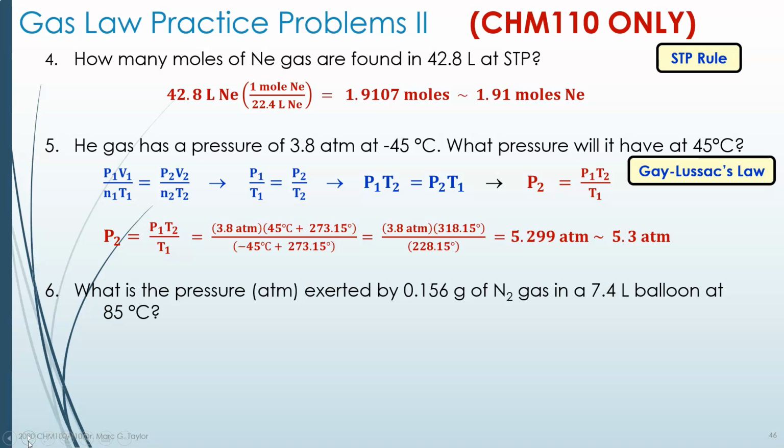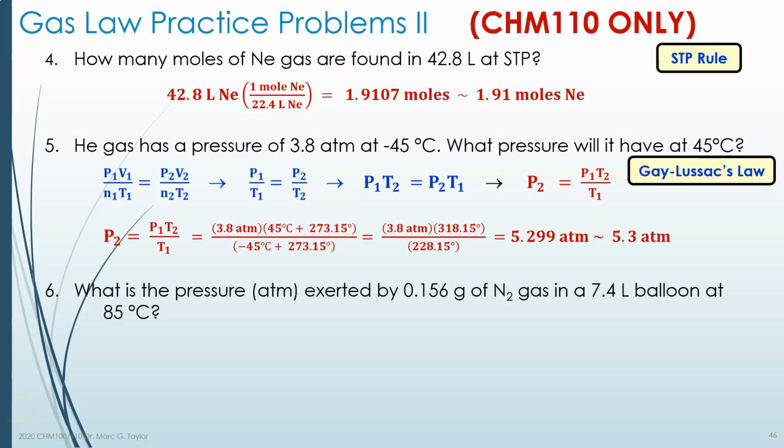We're left with atmospheres, and we calculate that our final pressure is 5.299 atmospheres. We look back at our original problem. We see 3.8 atmospheres, negative 45 degrees C, positive 45 degrees C, all have 2 sig figs. The lowest of those sig figs is 2 sig figs. So we round our answer to 2 sig figs, or 5.3 atmospheres.